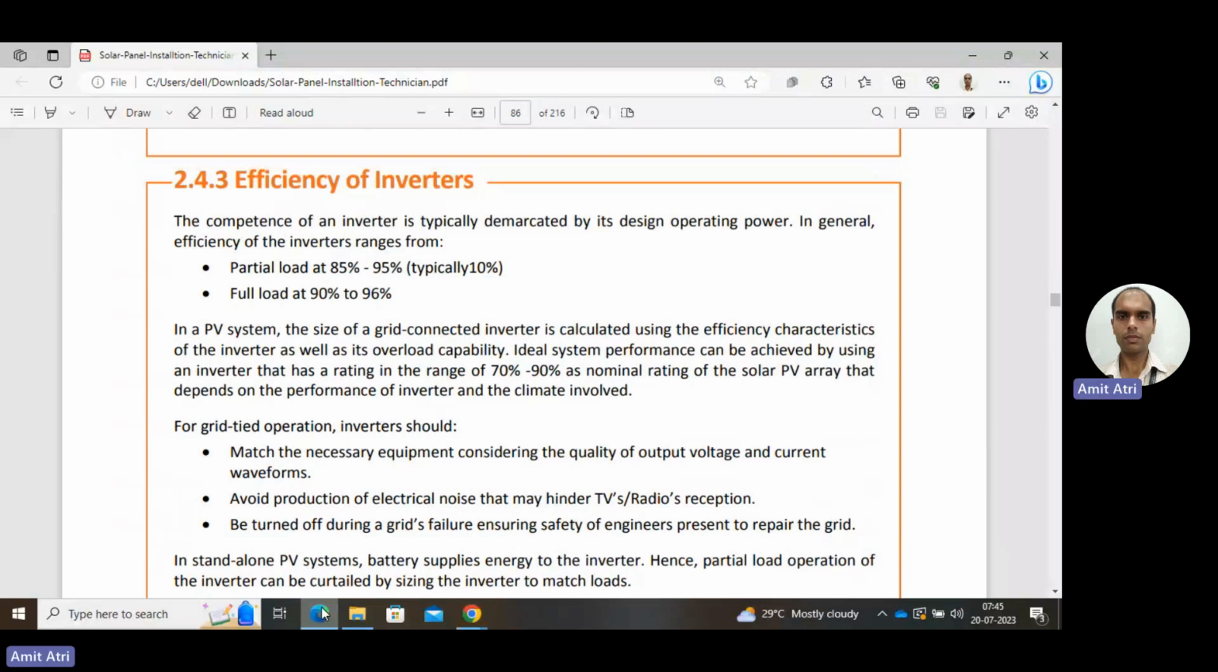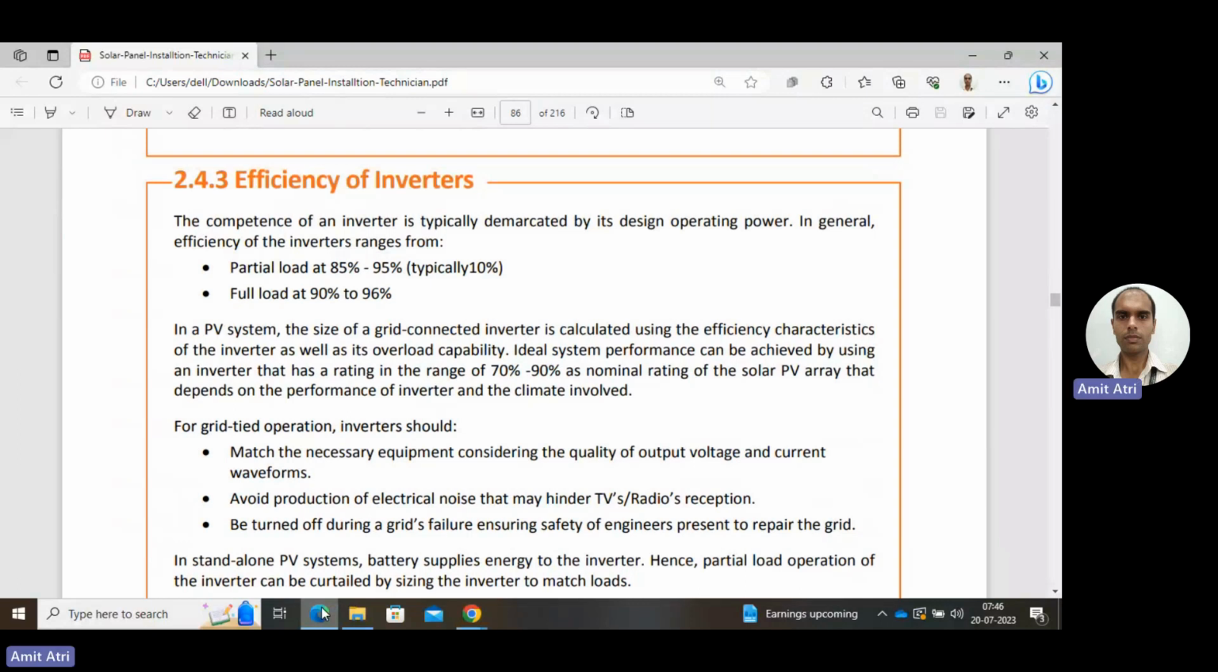In a PV system, the size of a grid connected inverter is calculated using the efficiency characteristics of the inverter as well as its overload capability. Ideal system performance can be achieved by using an inverter that has a rating in the range of 70 to 90% of the nominal rating of the solar PV array. That depends on the performance of the inverter and the climate involved. So many factors are giving the total output, and this directly affects the output of the whole solar system as well.